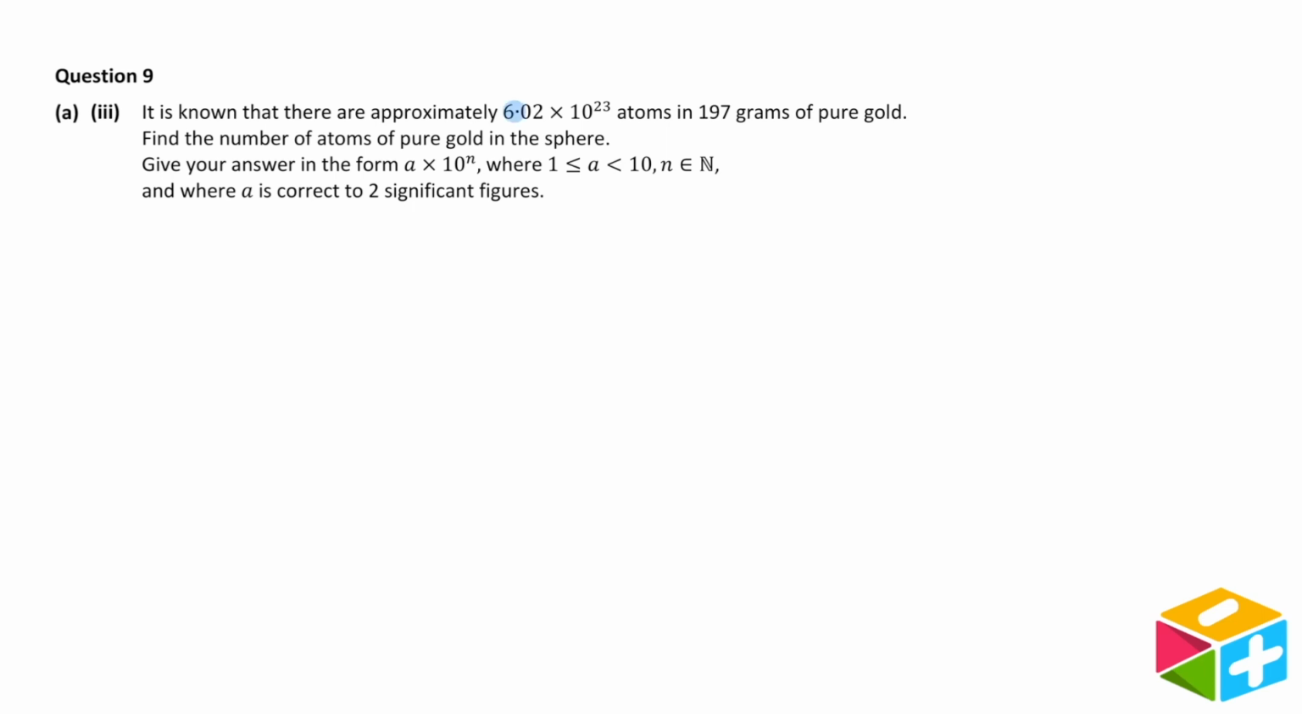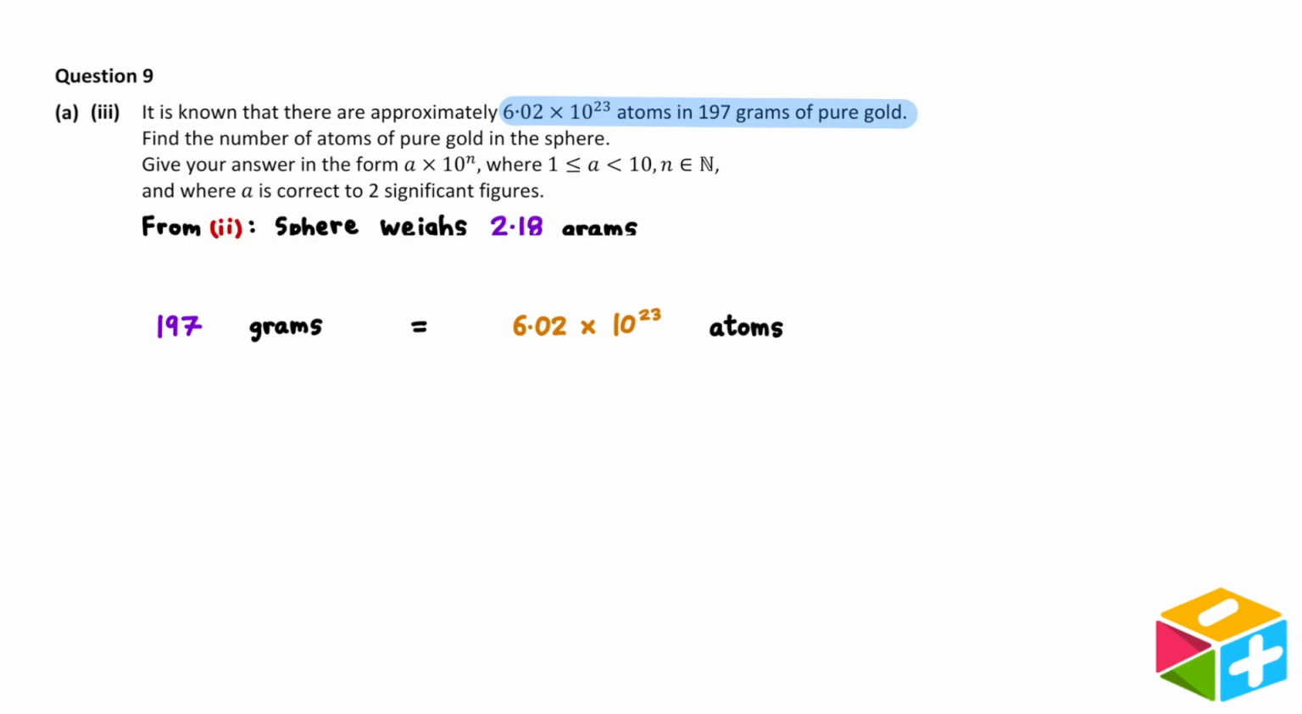We are told that there is approximately 6.02 times 10 to the power of 23 atoms in 197 grams of gold. We can formulate this in an equation as follows. 197 grams is equal to 6.02 times 10 to the power of 23 atoms. In the previous part of the question, we figured out that our sphere contains 2.18 grams of gold. So the question here is, how many atoms does this correspond to?